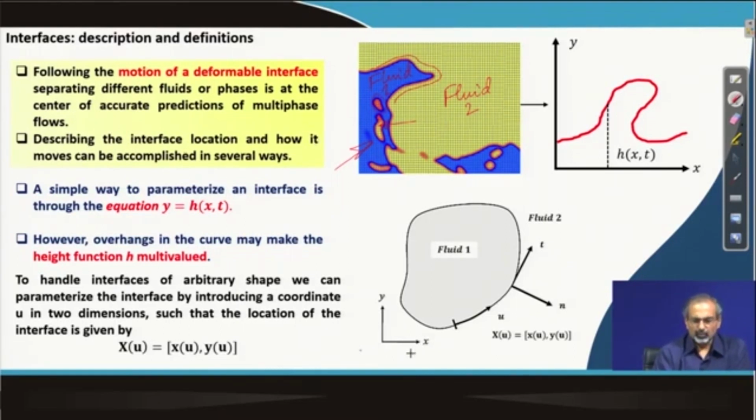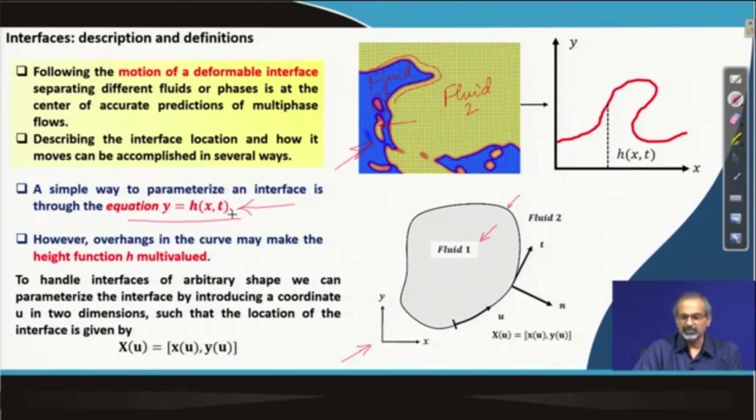And a simple way of parameterizing the interface could be an equation of this kind, for example, in a 2-dimensional situation. So, in a 2-dimensional xy plane, if you have a fluid region 1 defined like this, with an interface shared with fluid region 2, then one way of defining it could be through an equation y equal to h, h being a function of x and t.